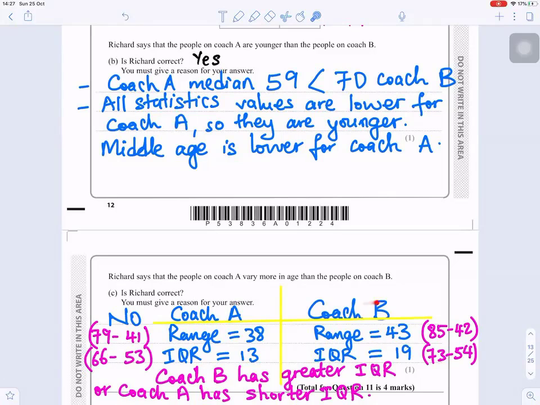Let's look at coach B. The range is 43, 85 minus 42. The interquartile range is 19, 73 minus 54. So coach B has a greater interquartile range. Or you can say coach A has a shorter interquartile range. So the answer is no. People on coach A do not vary more than people on coach B.